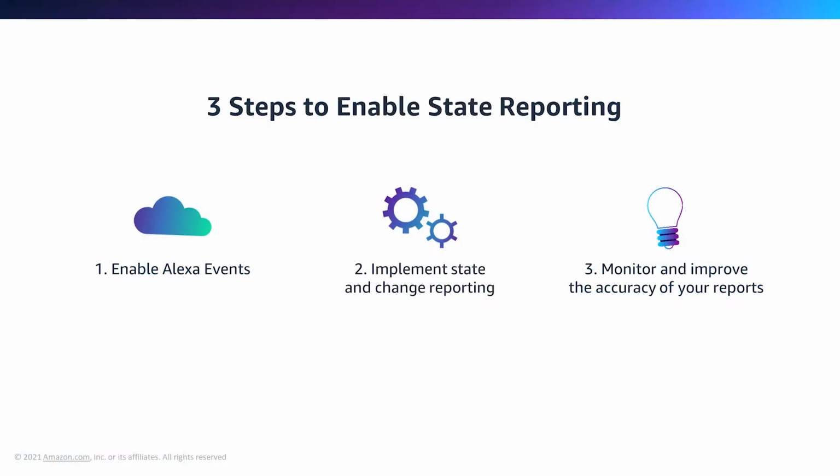So, how do you take advantage of those features today? We're going to need you to send state and change reports. We'll enable state reporting in 3 steps. First, you will enable Alexa events in your developer console. Then, you will implement state and change reports for each of the controllers supported in your skill. And finally, you will test and monitor the accuracy of your reports.